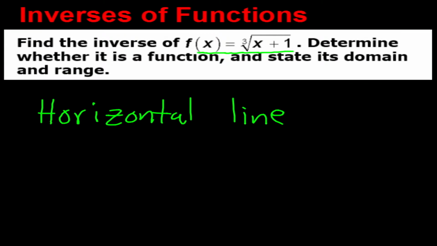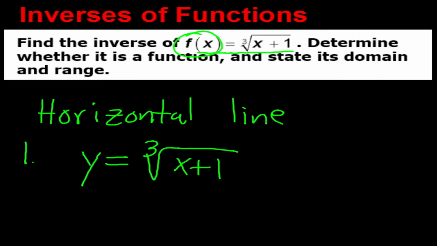So now let me go back to my board, and let's look at the function, and we're going to do this in steps. We want to find its inverse now. So the first step in finding the inverse is, first of all, I want to take the f of x and replace it with y. So I'm going to write it as y equals the cube root of x plus 1. That's always the first step.